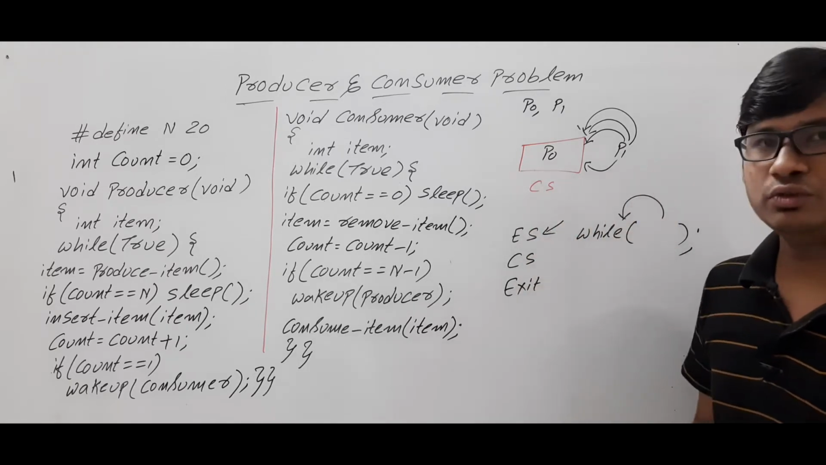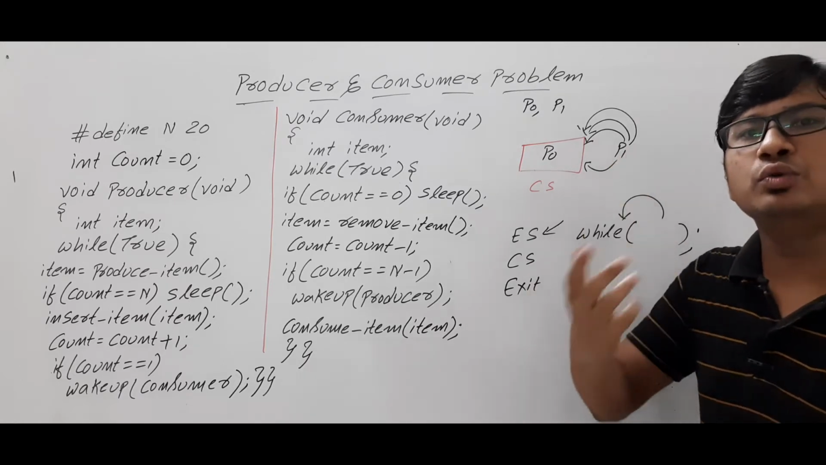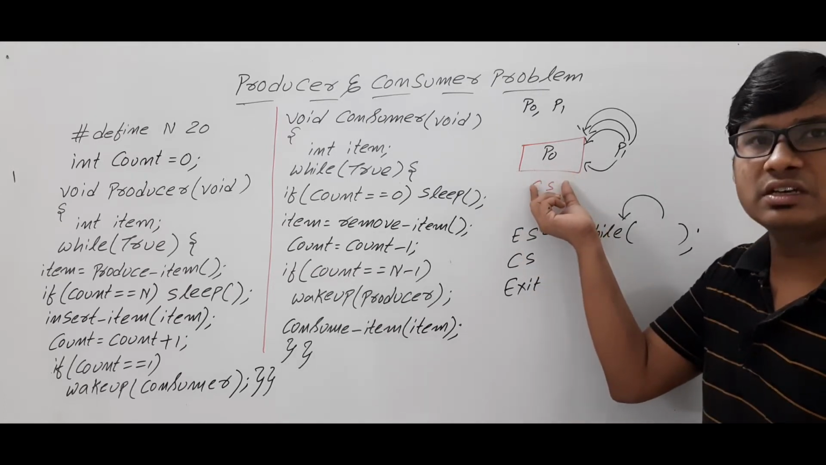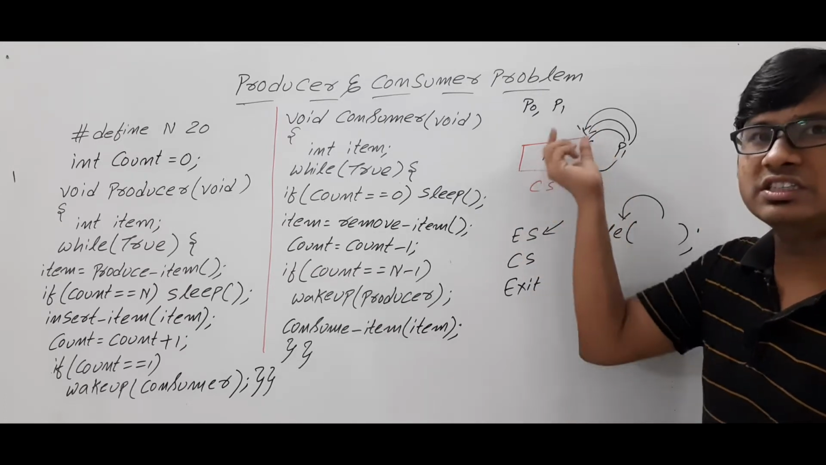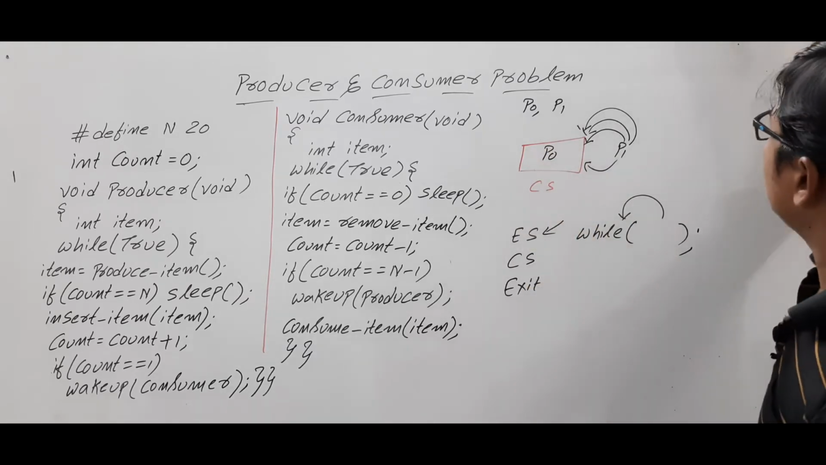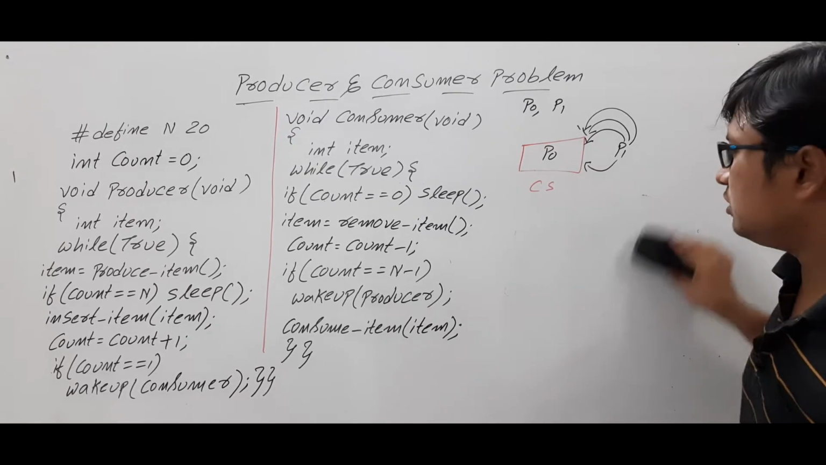Now what is the issue with the busy waiting solution? This process P1 is not doing any useful task. When the critical section is occupied, it keeps on checking whether critical section is occupied or free. Is it clear? And one more issue with the busy waiting solution is the priority inversion problem.